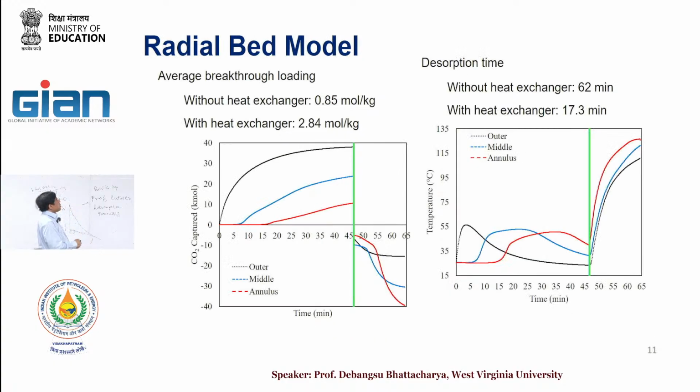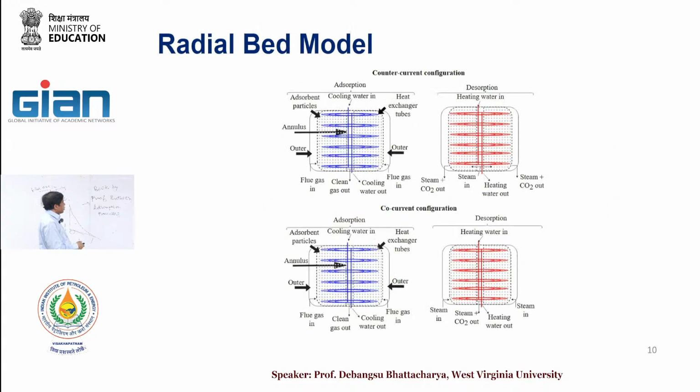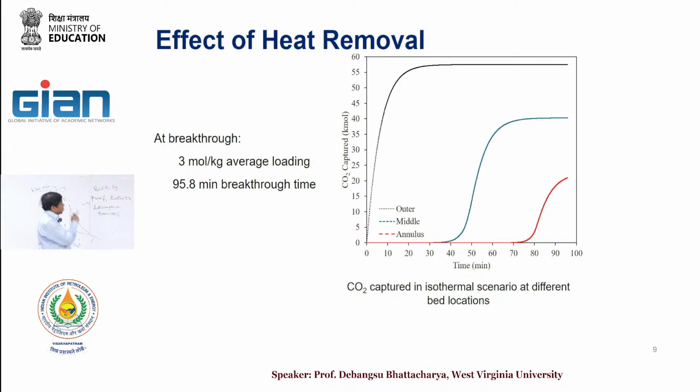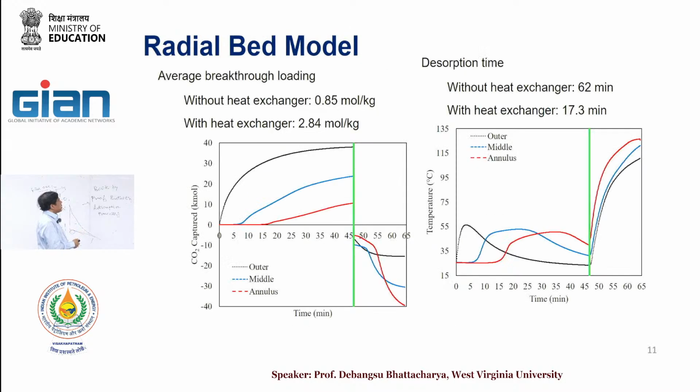This is completely conceptual. But what it basically says is that if you don't do heat removal, there is not much benefit that you can get from these systems, right? So when we do this without heat exchange, you see 0.2, 0.85. With a heat exchanger, we can do 2.84. Yeah, this one actually probably was 3 point something, right?